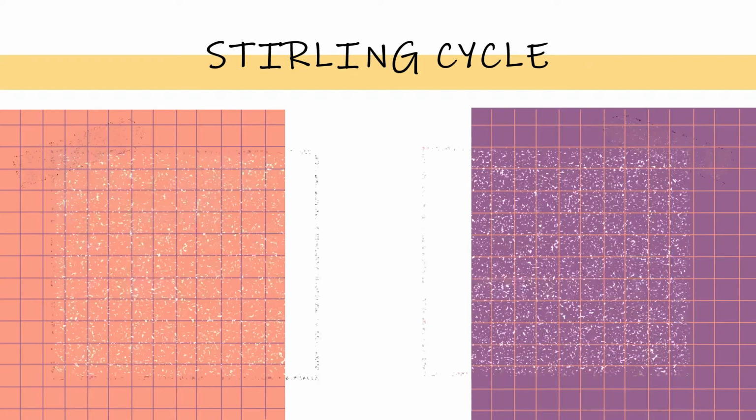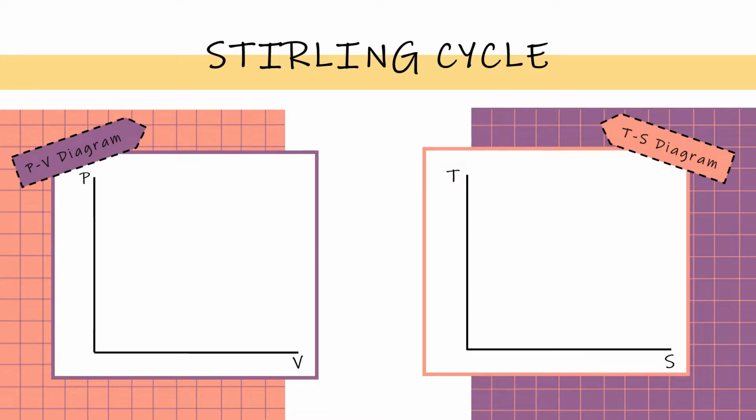Moving on to the PV and TS diagram, or the pressure volume diagram and temperature entropy diagram. The idealized Stirling cycle consists of 4 thermodynamic processes. The first process, from point 1 to 2, is an isothermal heat addition process, wherein heat enters at constant temperature from an external source. This will result in an increase in volume or expansion of the gas. There will be a dramatic decrease of pressure in this process.